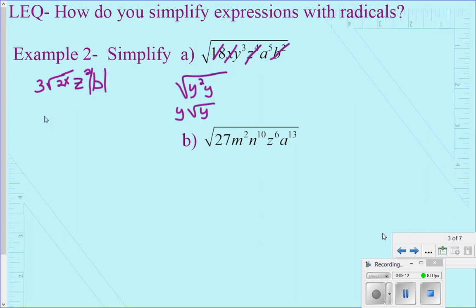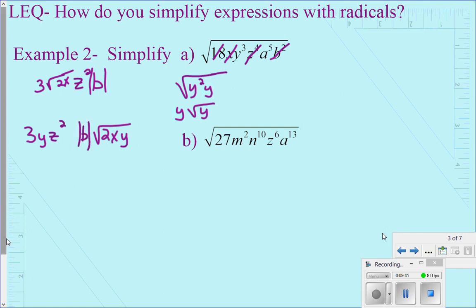So I'm just going to bring that over here. So let's see, I have a 3 so far. I'm starting to run out of space. I'm just going to skip a little space here, and I have square root of 2x. I have a y, and I have a y underneath the square root, and I have a z squared, and I have an absolute value of b there.